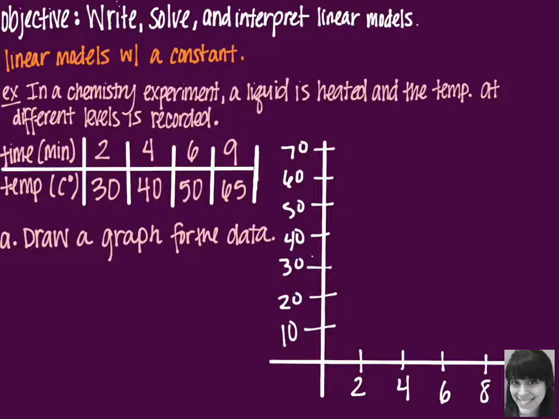Now I'm just going to go through and plot these points. At 2, I'm at 30, so come up to 2 and at 30. At 4, I'm at 40. At 6, I'm at 50. And then at 9, I'm at 65. Sorry for my sloppiness. I'll just erase those little marks. And then I just make a line through those.